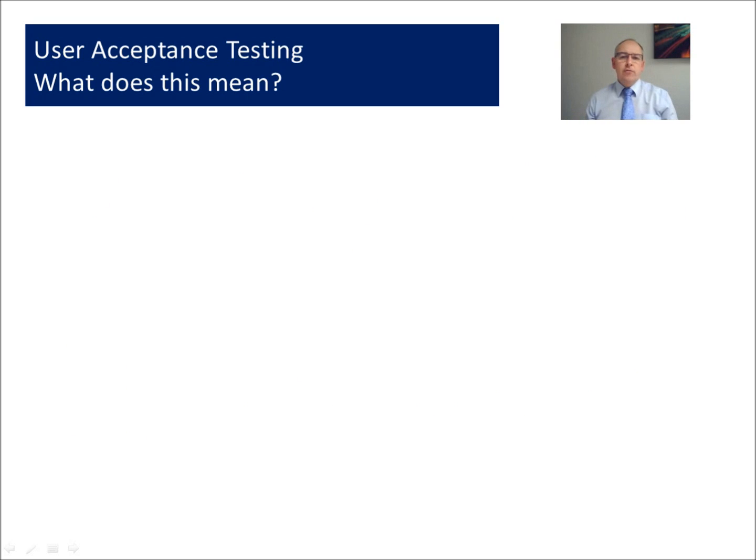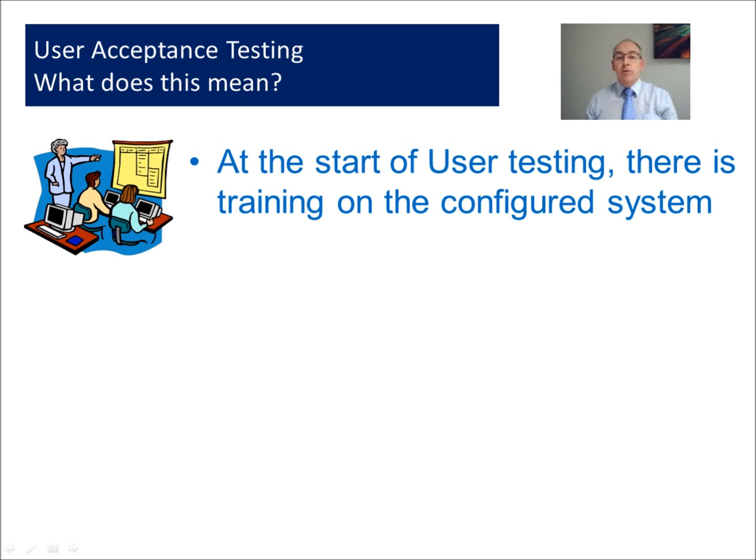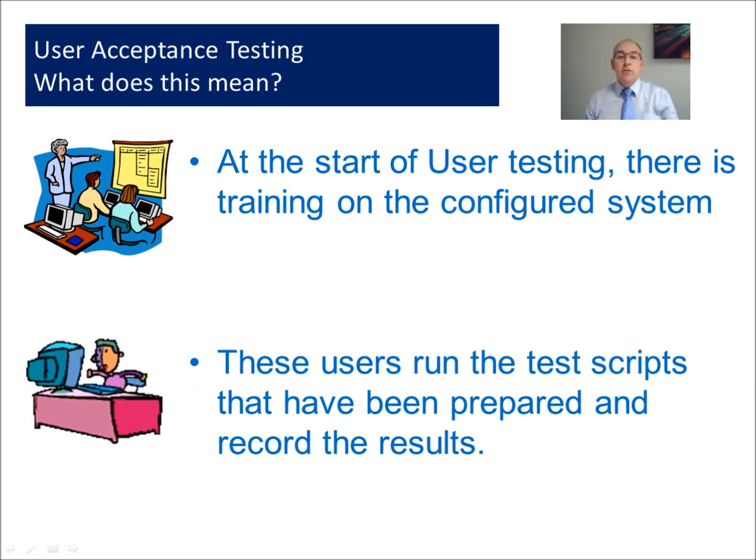At the start of user acceptance testing, we are likely to train that subset of users who are going to run the tests so they know how the system works. And then these users will run those test scripts for the representative sample business processes and record the results of the testing so these can be reviewed.